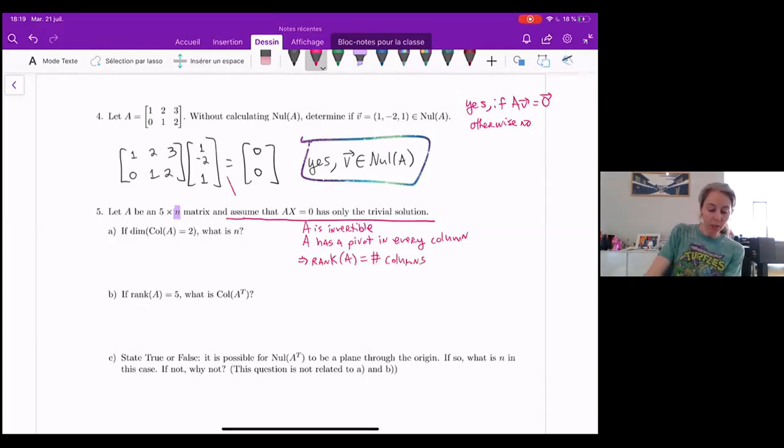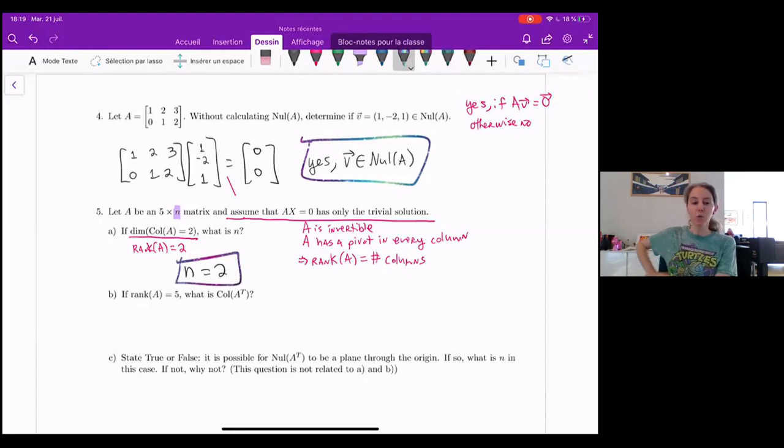So if I have the dimension of the column space equal to 2, well, remember the dimension of the column space is the same thing as rank. So my rank is 2. This just means n has to be 2. Because it's invertible, there's a pivot in every column, and we have 2 pivots.